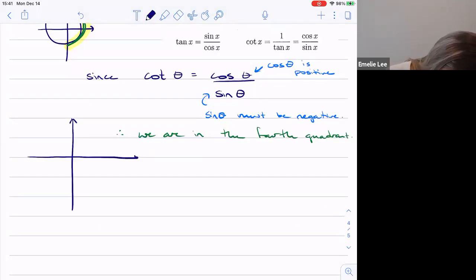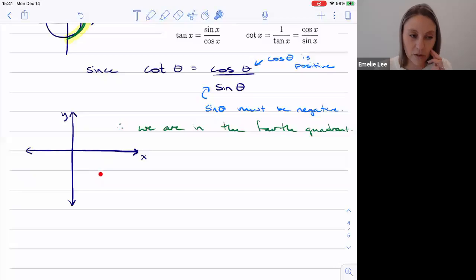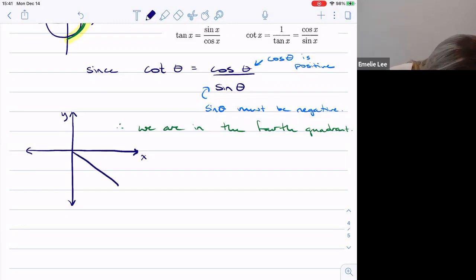In fact, focusing on the fourth quadrant here. Okay. So what I'm going to have is some angle theta here, and then I'm going to bring this up. Okay, so now I've made a triangle.